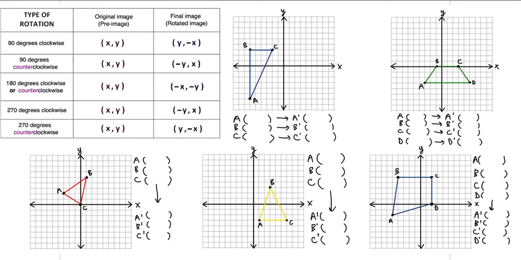Every single rotation that you see here is going to be rotation about the origin, either in the clockwise direction or in the counterclockwise direction. So in the first example, 90 degrees clockwise. First we've got to find the original points A, B, and C, the coordinates of these vertices, and then we're going to use the formula to find the rotated image.